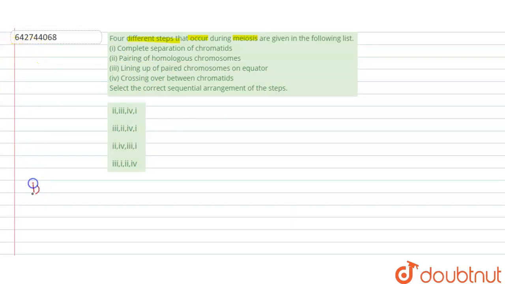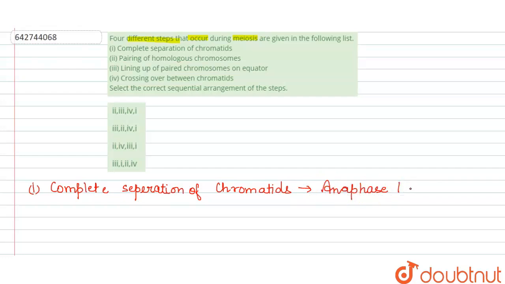So the first step is the complete separation of chromatids. The complete separation of the chromatids occurs in the anaphase 1 of the meiosis 1. There is a phase named anaphase 1. It belongs to meiosis 1, right? So it occurs in the anaphase 1 of the meiosis 1. Now, coming to the next.